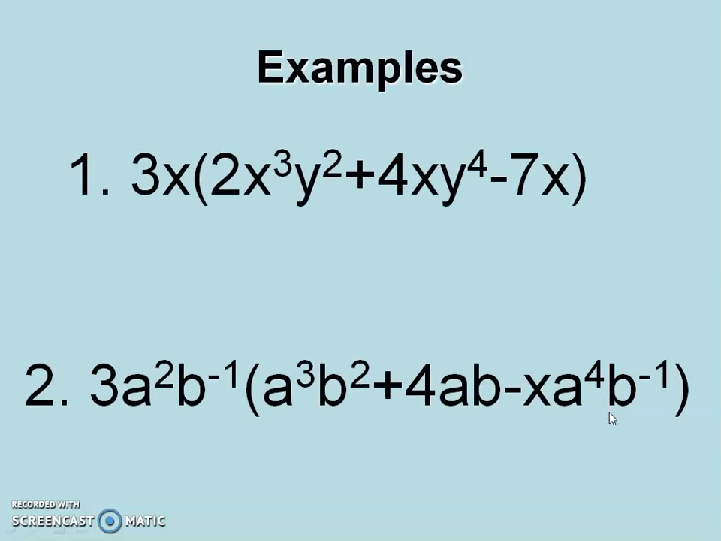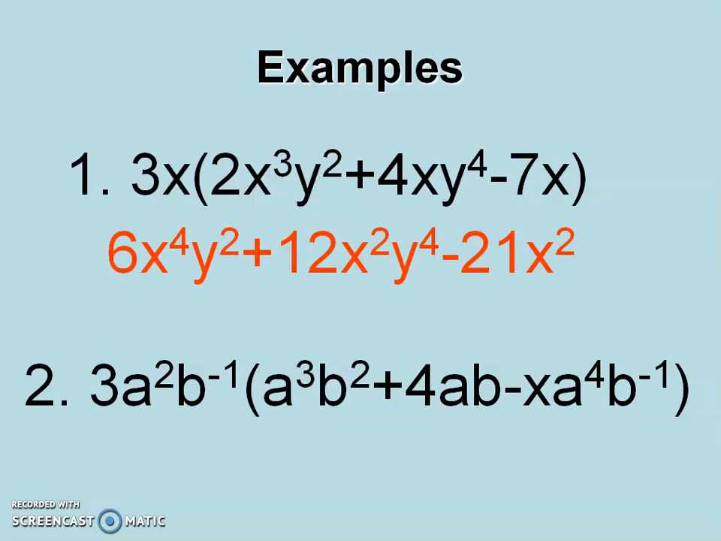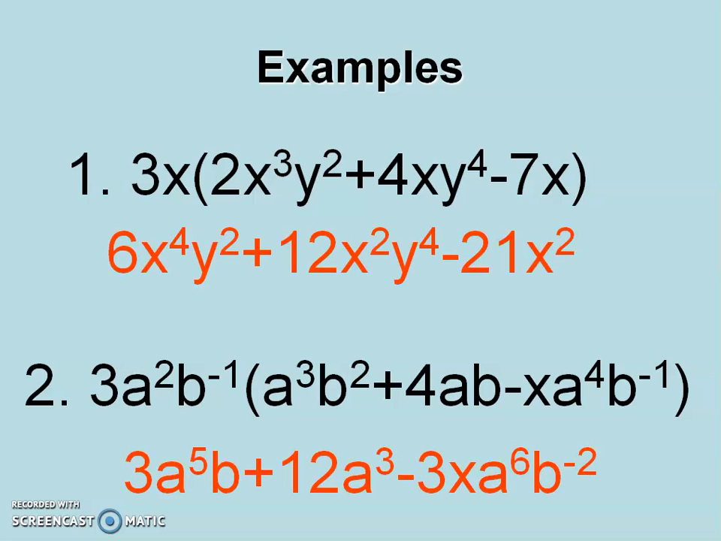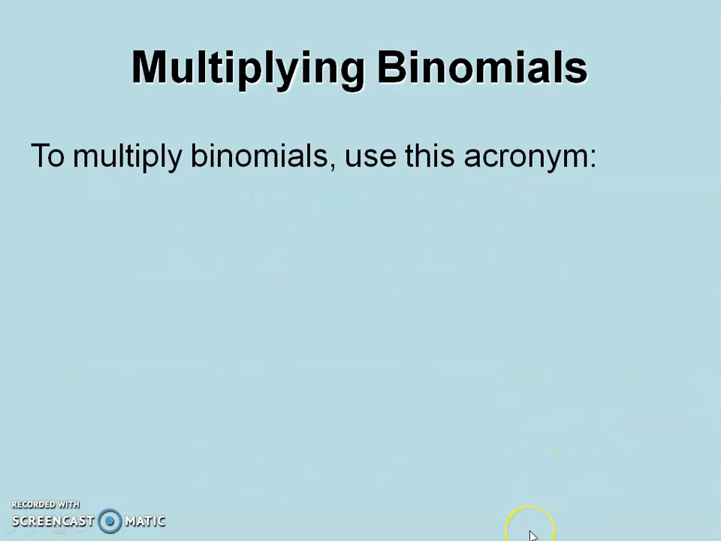So again, if you want to pause, try these out. I'll put the answers up and you can check to see if you were correct. Here we go. Answer 1. Answer 2. This one here, because there's a negative exponent, would be rewritten in the denominator.